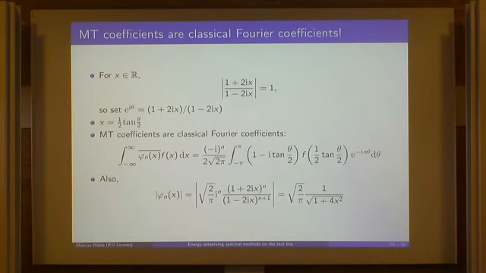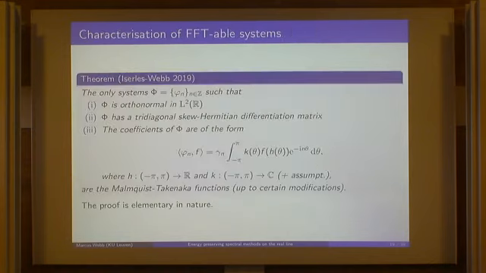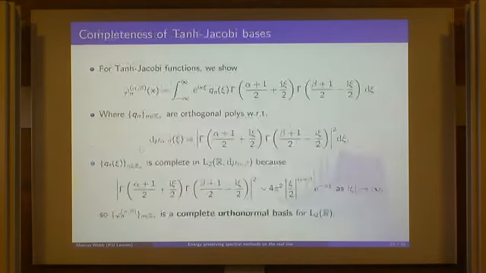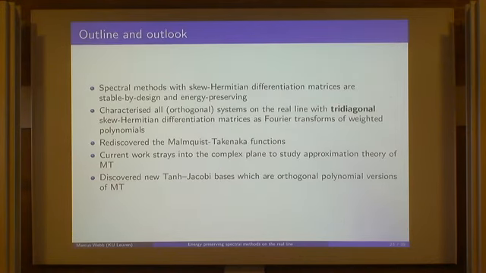Otherwise, they can't be that similar because Malmquist-Takenaka functions are meromorphic, but these Tanh-Jacobi functions, the tanh makes it have an essential singularity at infinity. So I think the approximation theory, if there was to be something that united them both, would have to discuss this singularity at infinity. We don't know much about it.